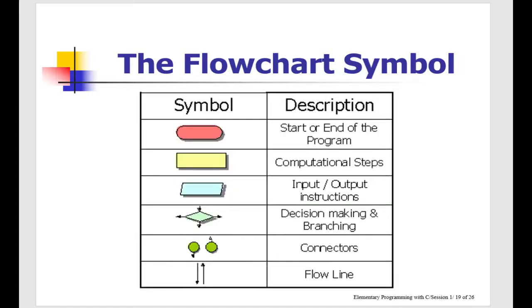We have the rounded rectangle, which basically denotes the start or end of the program. We have a rectangle. This denotes the computational steps. We have the parallelogram, which shows the input or output instructions. We have the diamond, and this is used when we want to make some decision in our program.